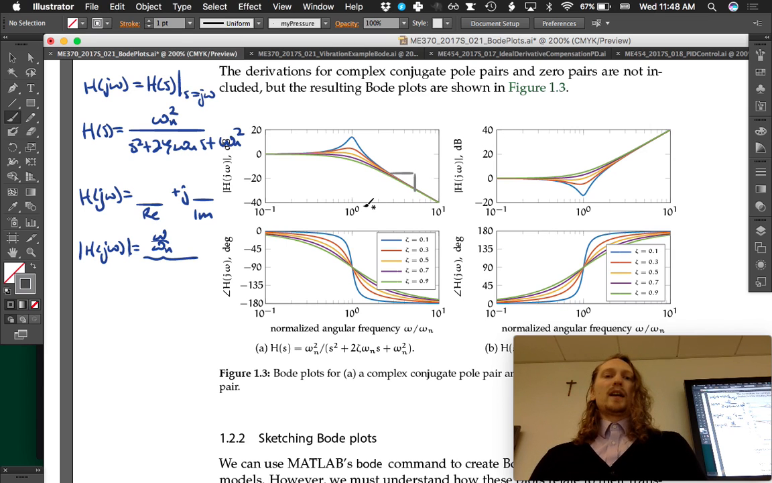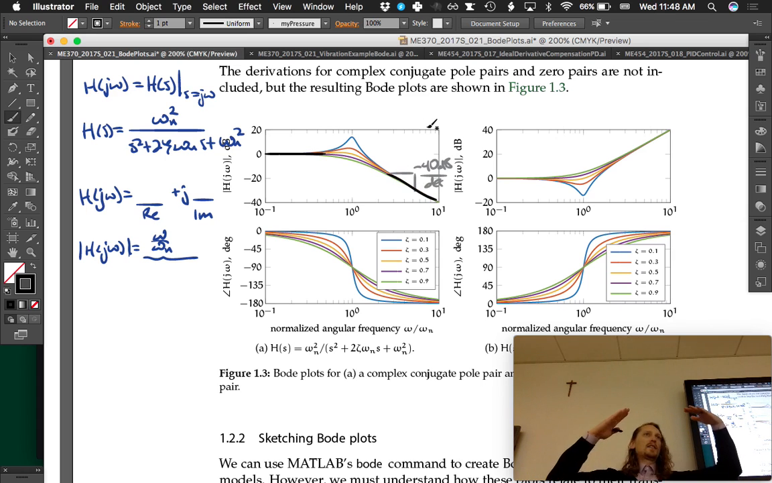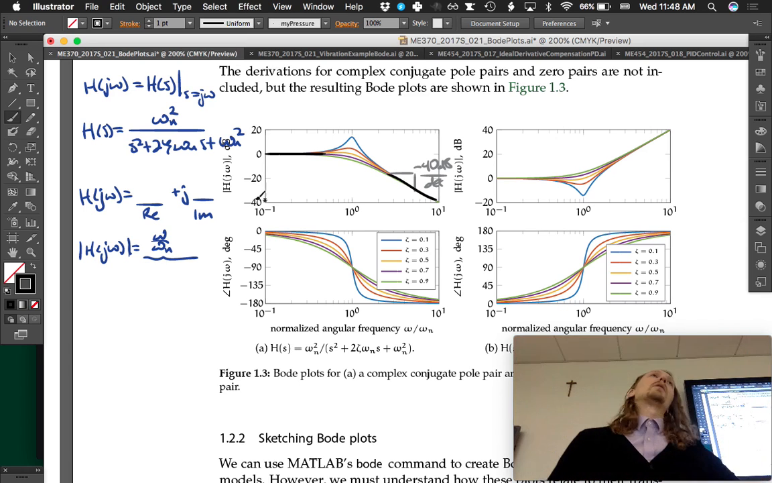So this is 1 decade. So it's actually negative 40 dB per decade. Okay? So at low frequencies, it's at 0. At high frequencies, it's at negative 40 dB per decade. Another straight line. So 2 straight lines. So these asymptotes that we were talking about, they occur in the second order ones as well.